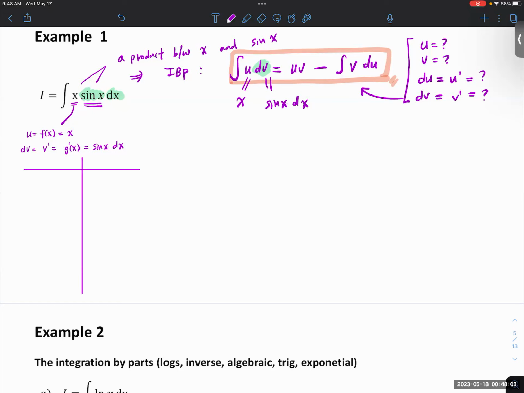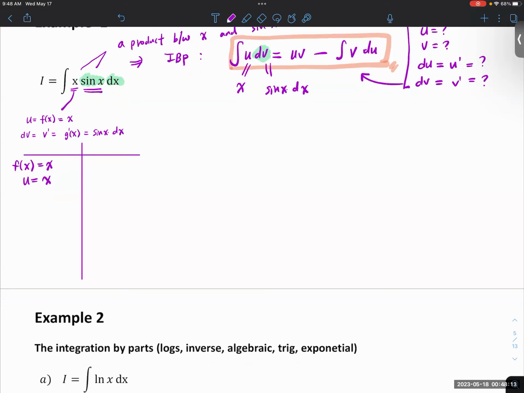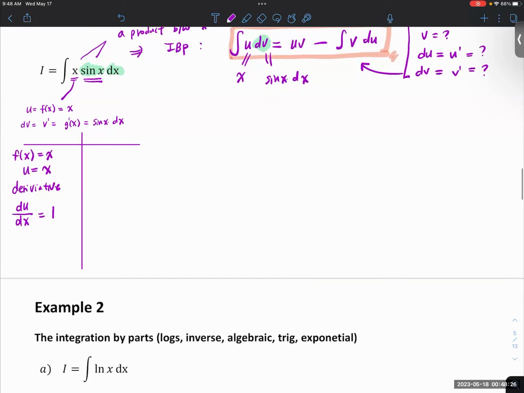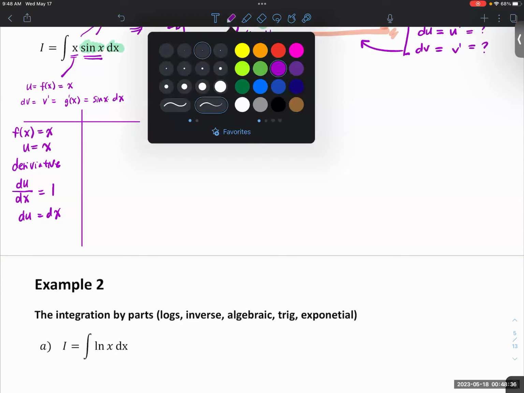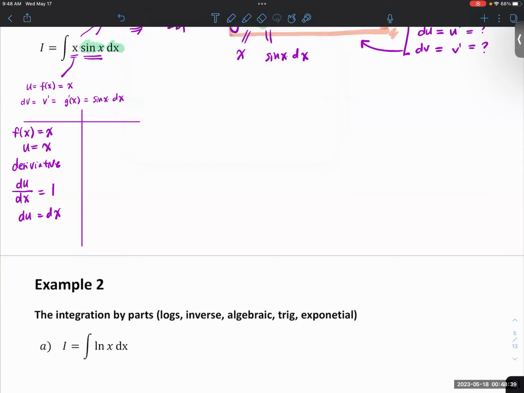Okay. So we know f of x equals x, which means u equals x, correct? You're going to take the derivative to find out what u prime is. So you take the derivative of the u equation in terms of x, and it is going to be 1. So it means that du equals dx. So u prime is going to be 1, right? So we can rewrite here.